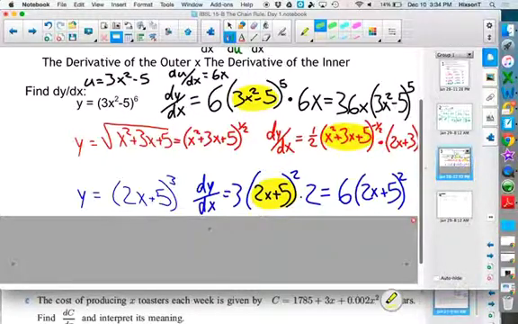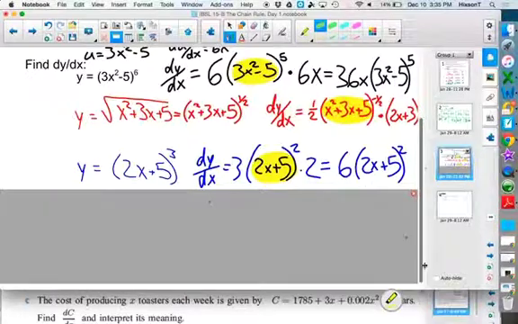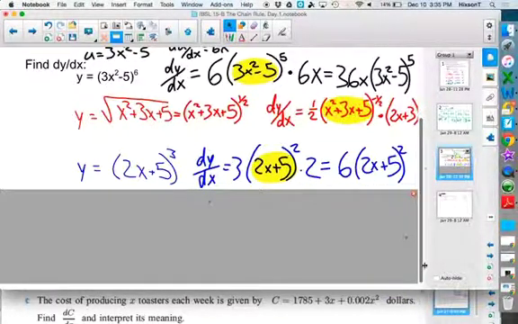It's not just an x. You don't put the derivative of the inside in the inside. When you're taking the derivative of the outer, the inside just stays the same. That's why it's dy/du. The u, the inside, stays the same. Make sure you get that in your head right now so you don't start developing bad habits. All right, I think that's it.